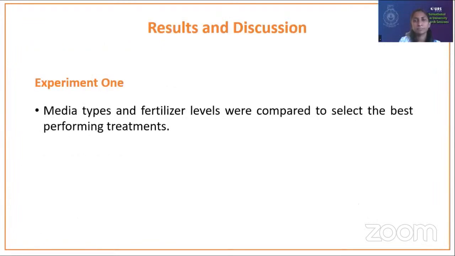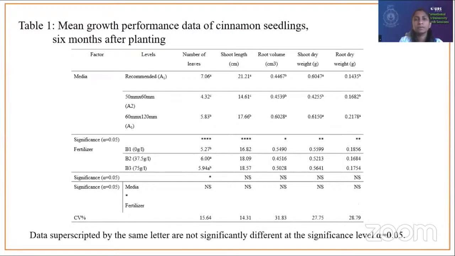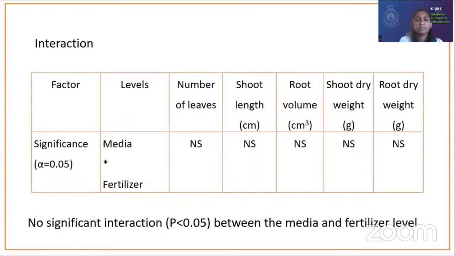Results and discussion. In experiment 1, media types and fertilizer levels were compared to select the best performing treatments. Here, mean values of growth data at the end of the nursery period, 6 months after planting, are presented and means separated at the 0.05 significance level. There is no significant interaction effect between the 2 main factors, media and fertilizer level.